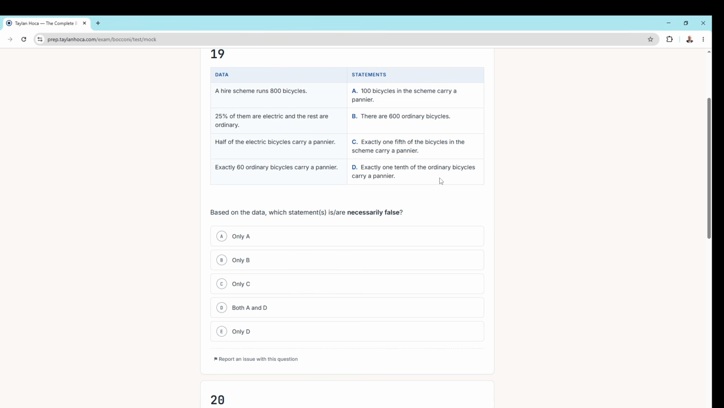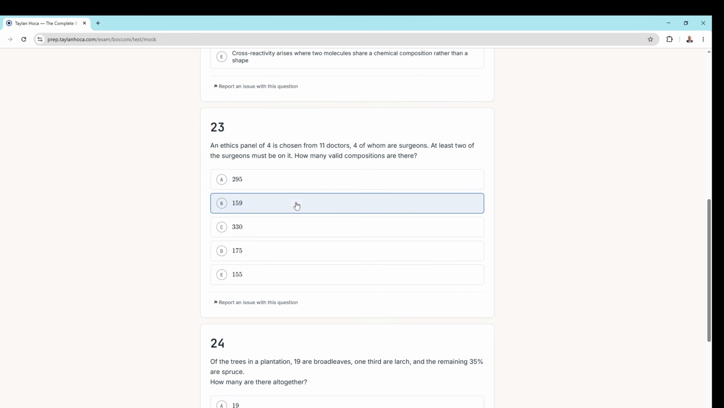Exactly 1/10 of the ordinary bicycles carry a pannier. Exactly 1/10. So 60, 600, yes, exactly 1/10. Okay, so only A. All right.